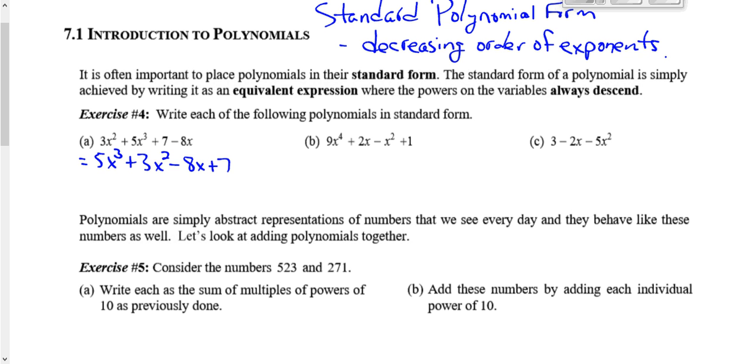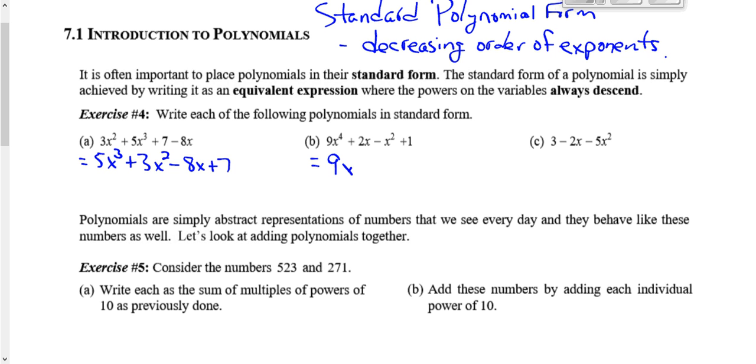Okay, so how about part B? Is that in standard polynomial form, Wheeler? Is it in decreasing order of exponents? Well, tell me what it should be. Which term has the highest exponent? It's on the page right in front of you. 9x to the fourth.